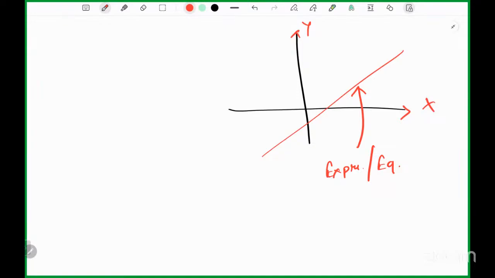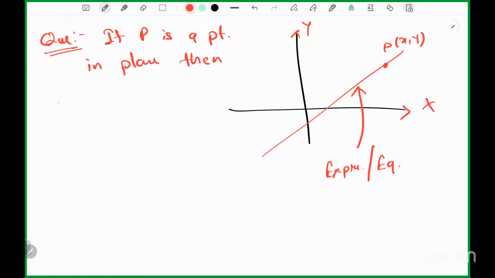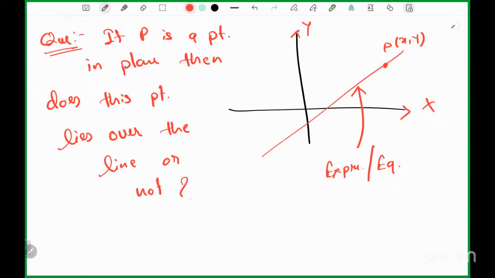This equation actually tells us if there is a point in our plane with coordinate x comma y, then whether this point is lying on our line or not. So this is the basic question we need to answer. The question is, if P is a point in our plane, then does this point lie on the line or not? Okay, so this is the question I want to answer.